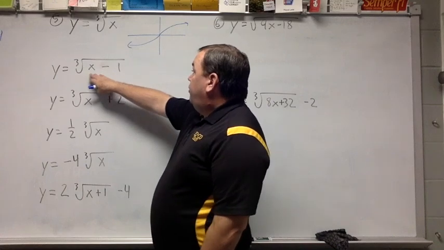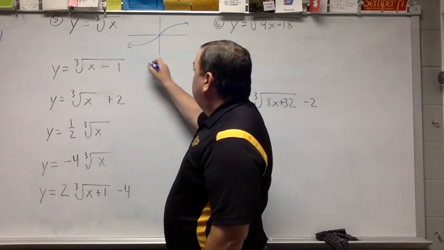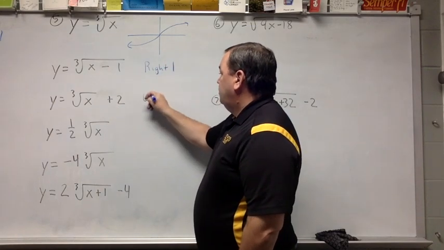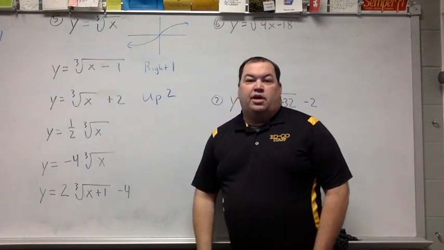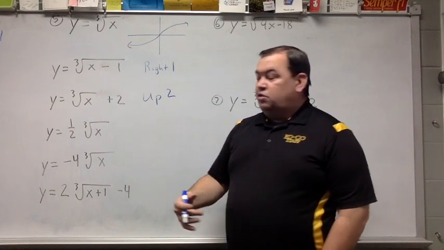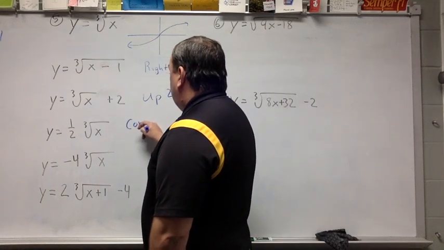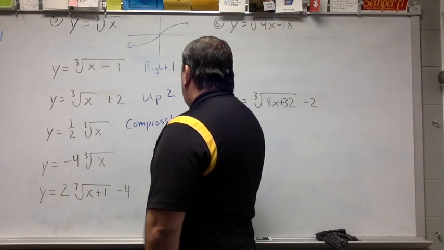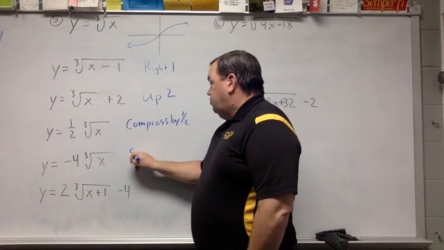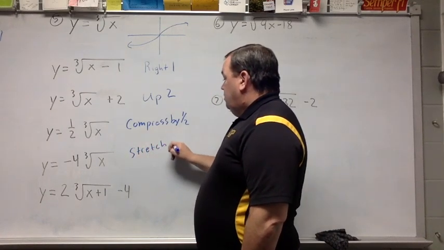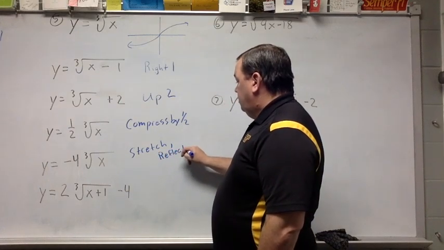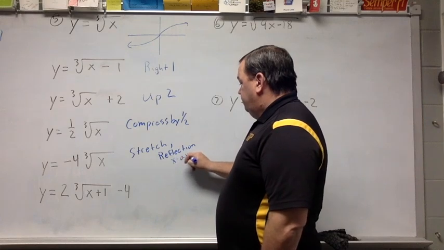My first example here, I have a -1 under the radical, so that's going to move right 1. Outside the radical, up or down, and it follows just like it is. Here I have a 1/2 being smaller, so this is actually a compress by a half. My next one has a 4 in front, that's a stretch. But I also added the negative, so it also has a reflection over the x-axis.